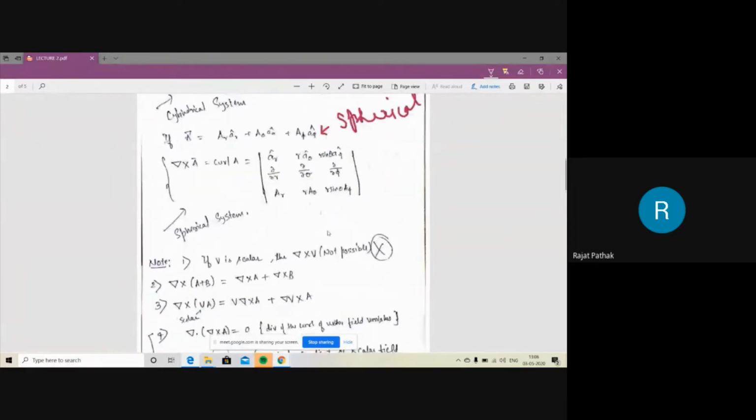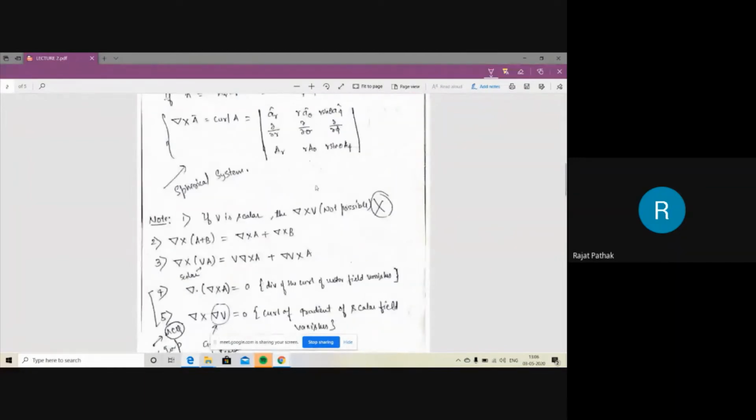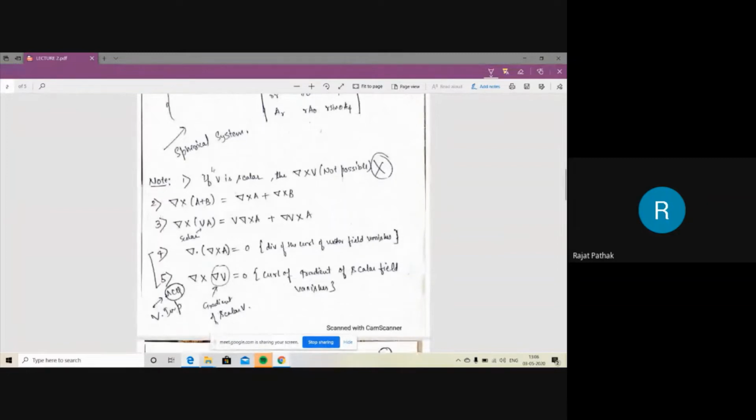Up to this, all the things are already cleared. Now the note points are very important here. The first note is, if V is a scalar, suppose you are talking about V as a scalar function like scalar potential, then del cross V is not possible. We cannot find a curl of any scalar. So del cross V is never possible. We cannot evaluate this.